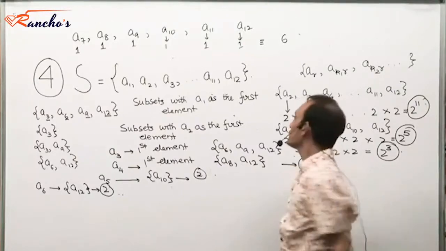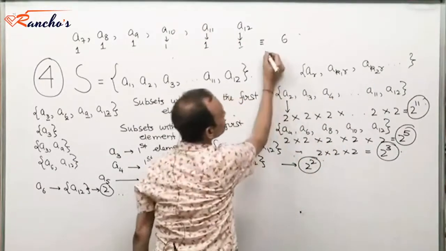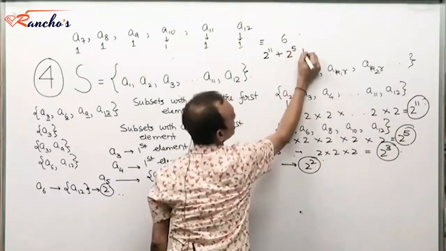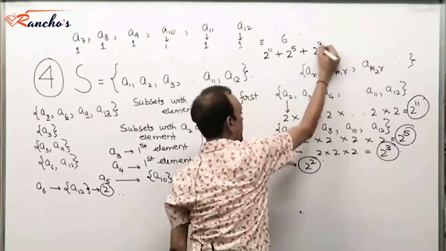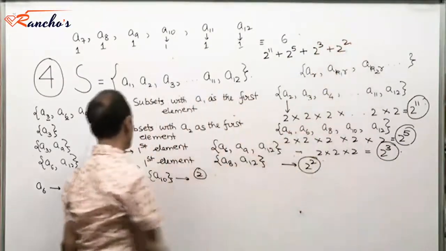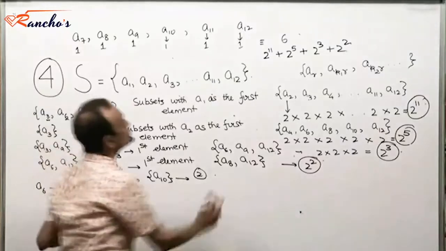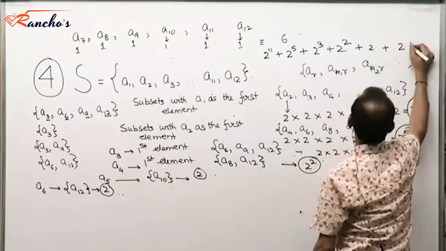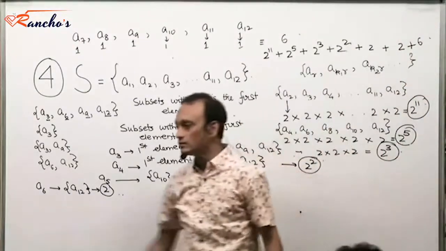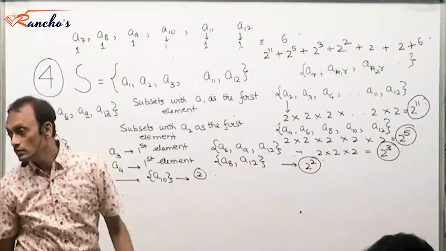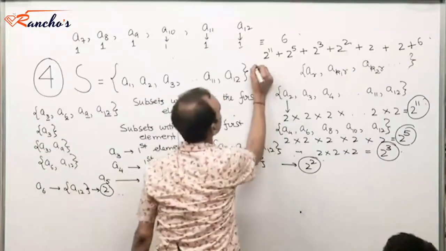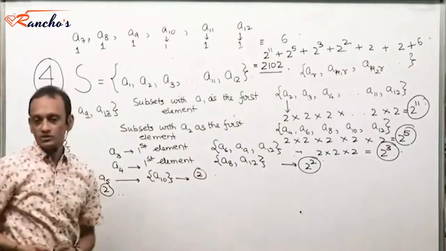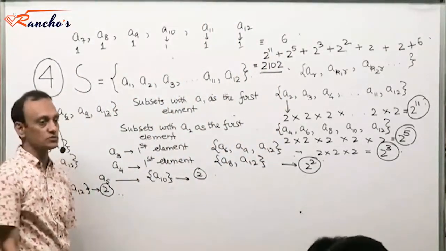We've used it up completely. So then the total count is going to be 2 to the power 11 plus 2 to the power 5 plus 2 cubed plus 2 squared plus 2 plus 2 plus 6. Whatever this turns out. How much does it turn out to be? 2102? Okay. So this turns out to be 2102. 2102 is what this count turns out to be.